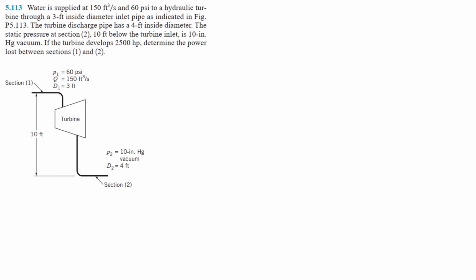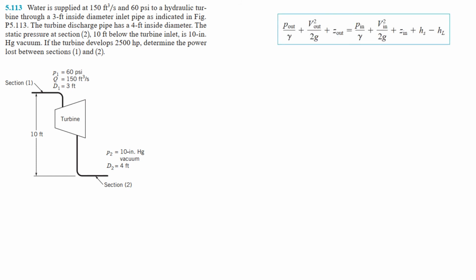So now we have a problem. In this case, water is supplied at 150 cubic feet per second. So this is our volumetric flow rate Q, which is already given. That is Q is equal to 150 cubic feet per second, and 60 psi to a hydraulic turbine through a 3 feet inside diameter inlet pipe as indicated in the figure. So this is our section 1 as already mentioned in the diagram. P1 is the pressure at section 1, the flow rate is already given, and the diameter of the pipe at section 1 is already given.